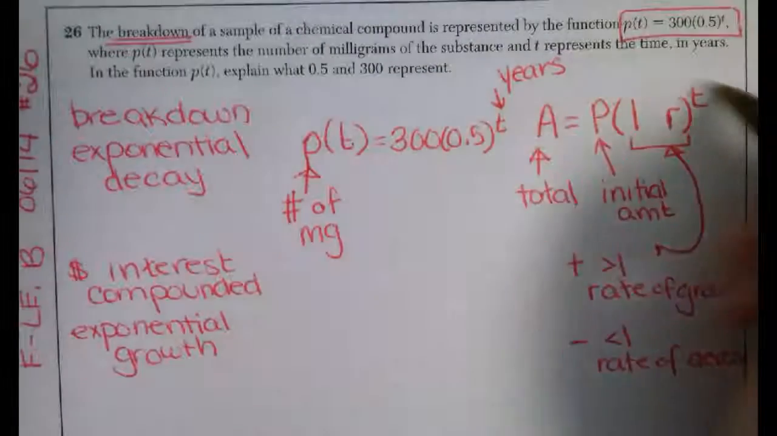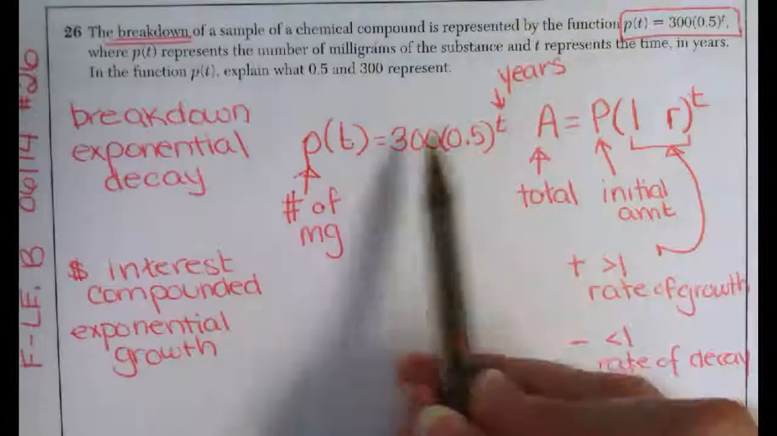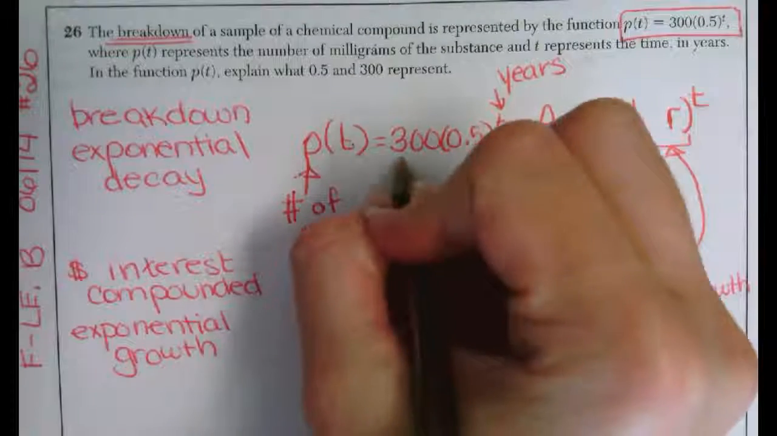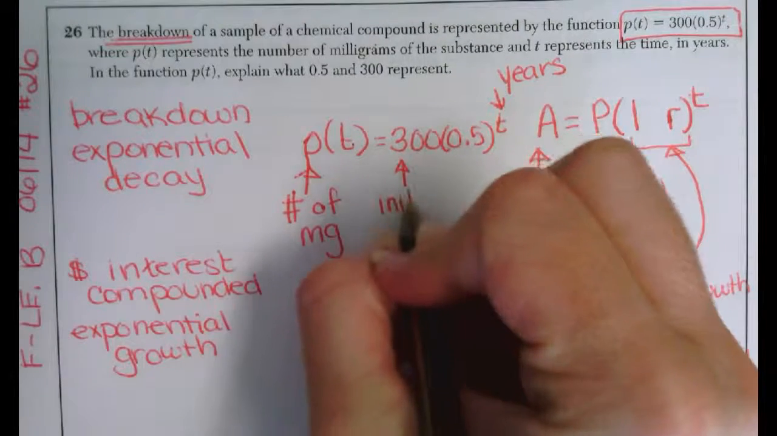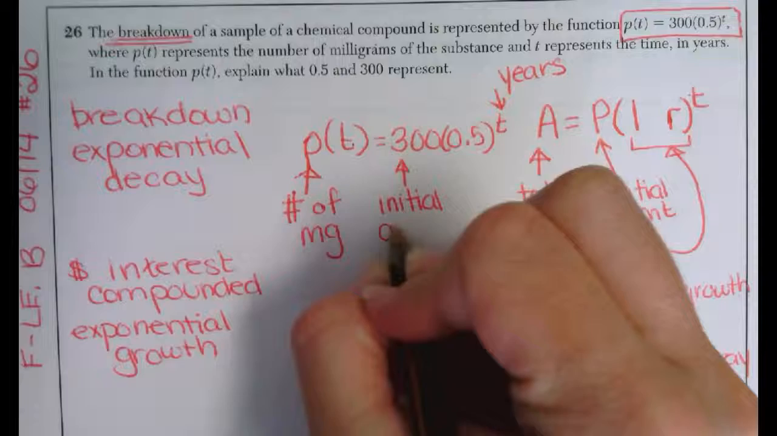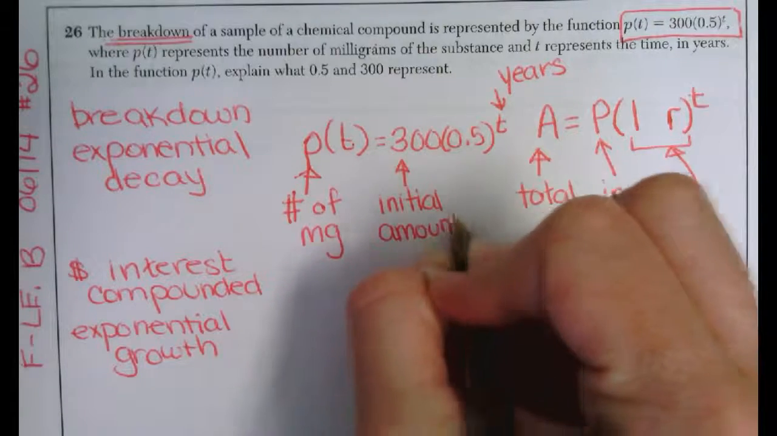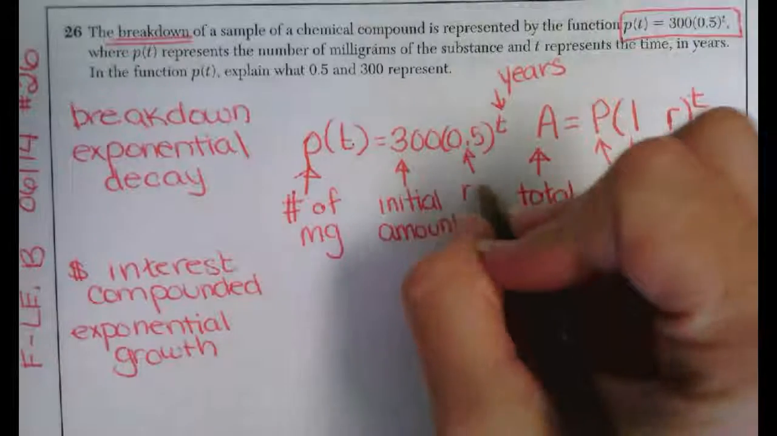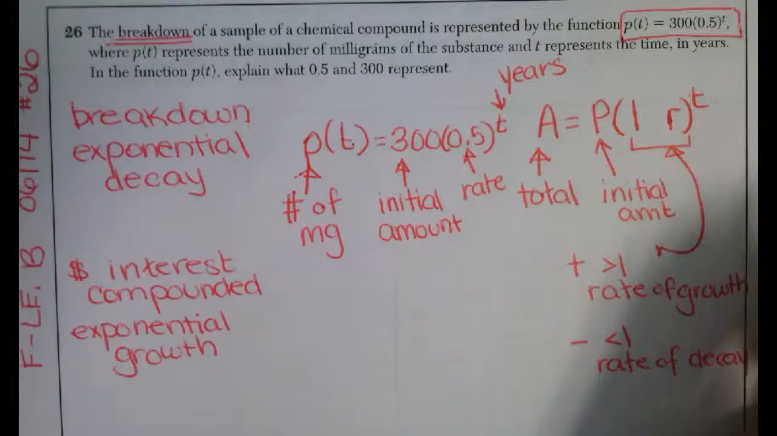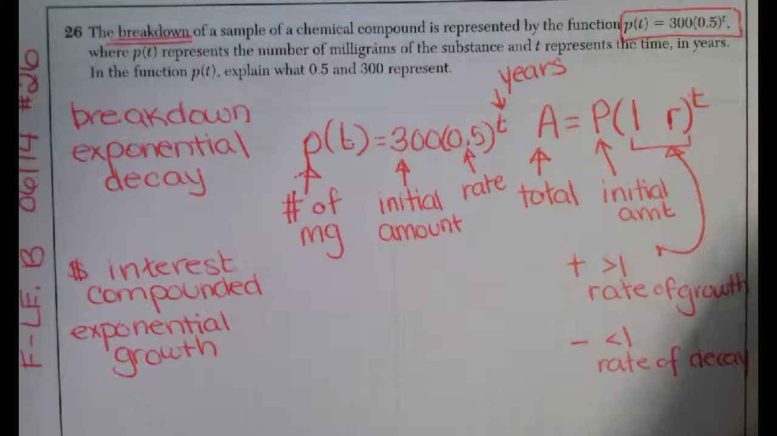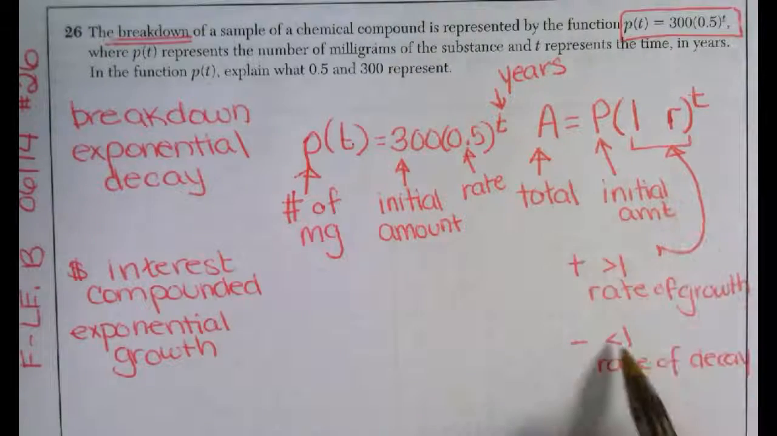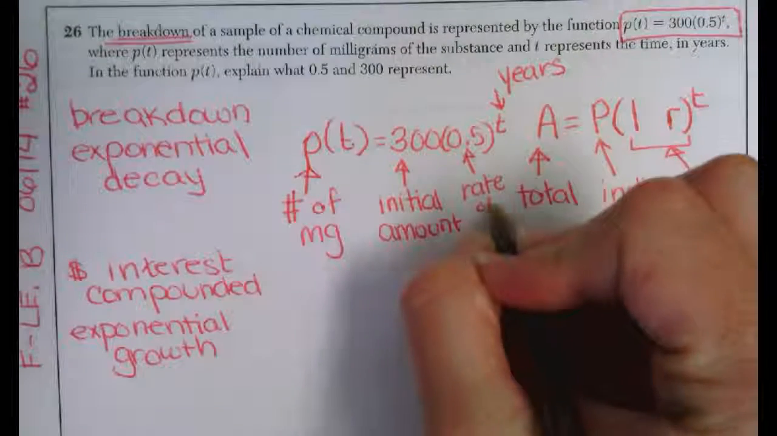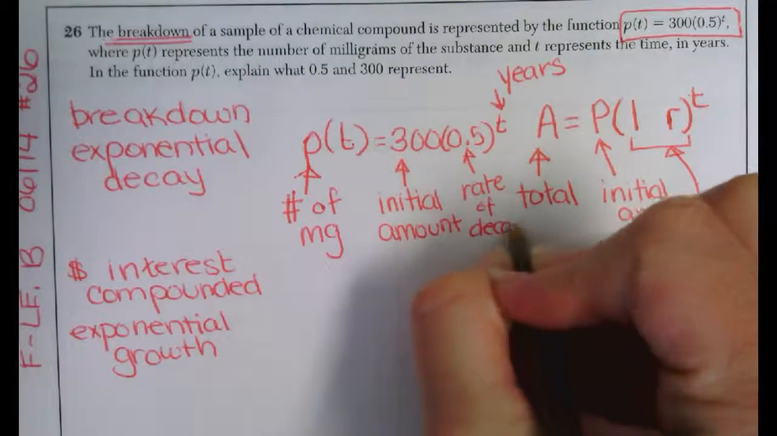Well, if we look at our formula over here, we know that this 300 stands for the initial amount, and we know that this 0.5 stands for the rate. But we have to determine if it's the rate of growth or decay. Because 0.5 is less than 1, we know it's going to be the rate of decay.